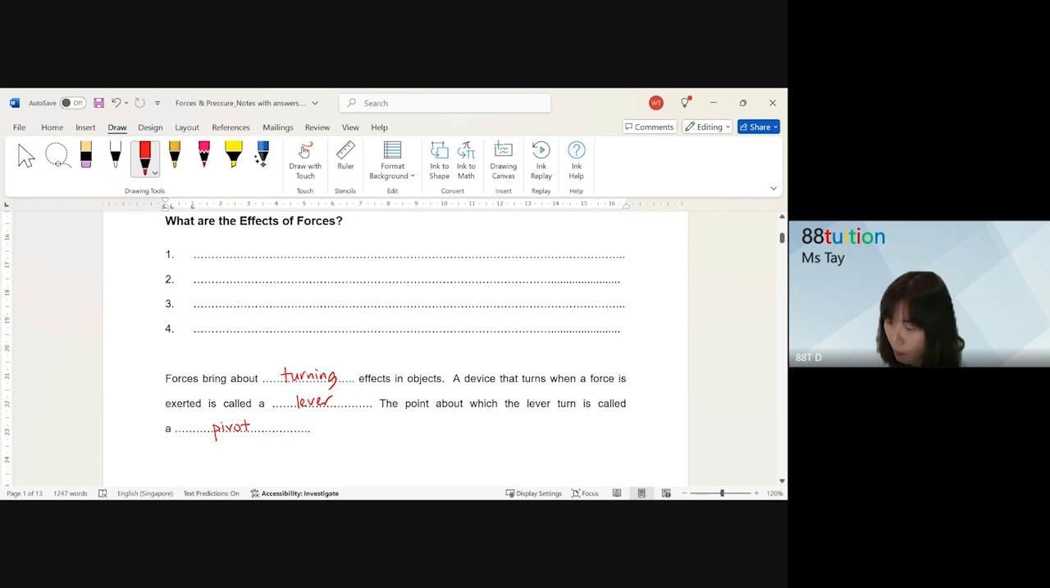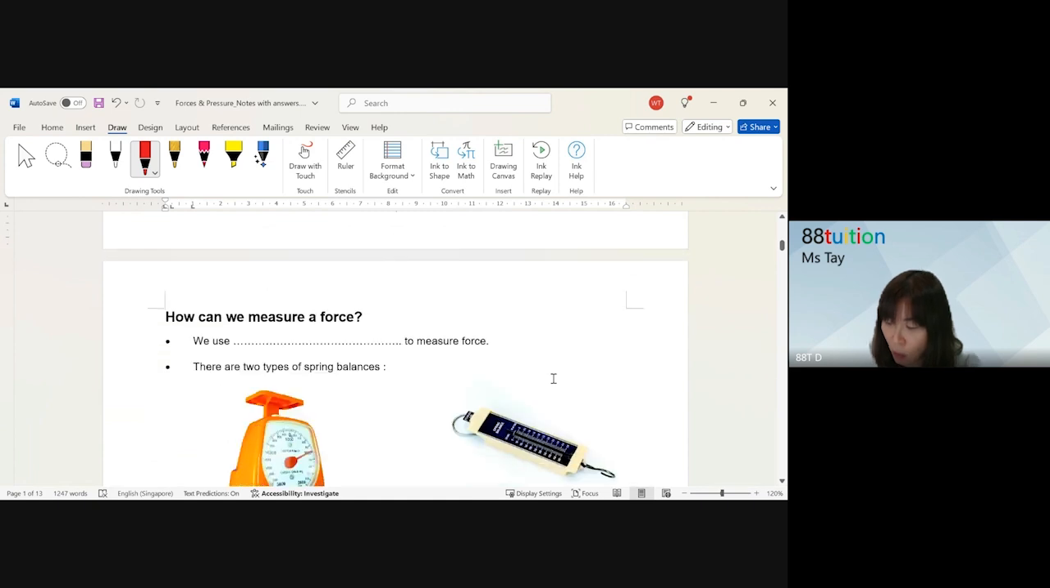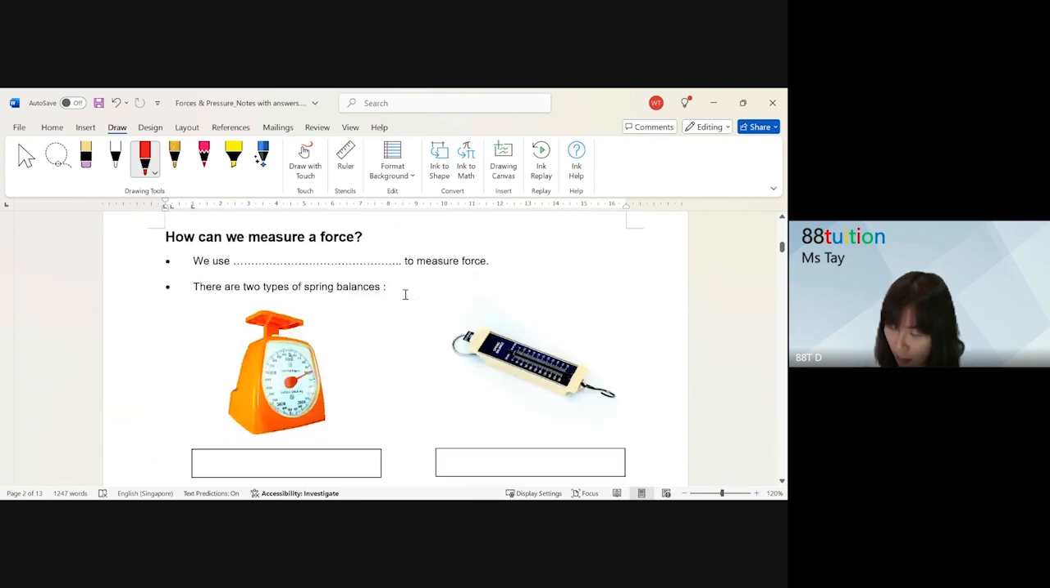Okay, so write down these notes. Those of you who can write down, write down. If you cannot, don't worry. Later at the end of class, I will send you this copy, or I can also send it in our group chat.